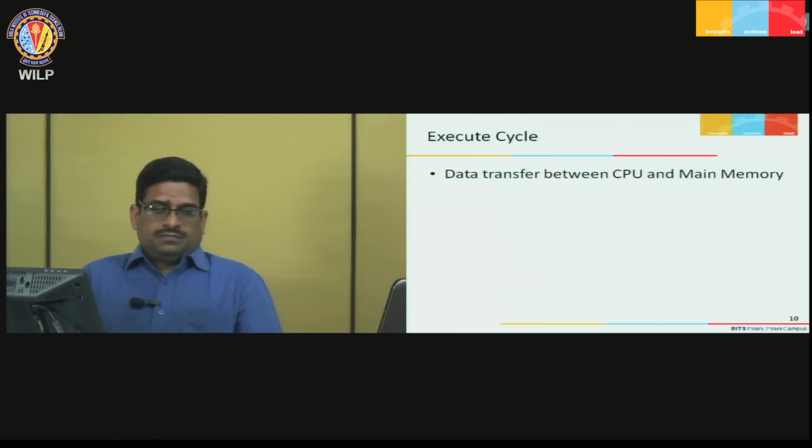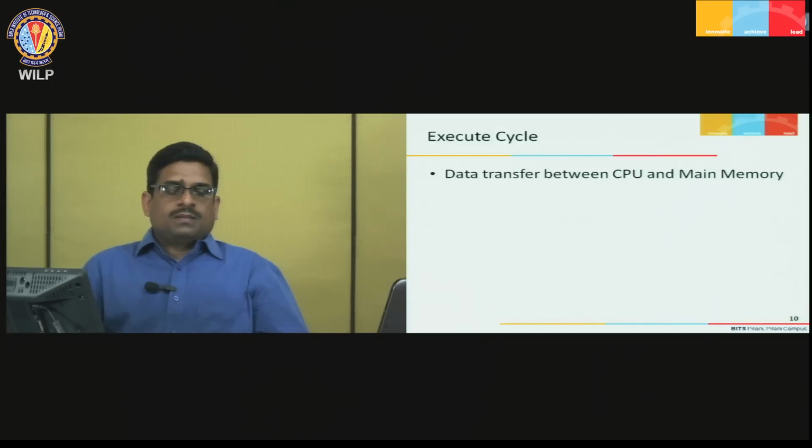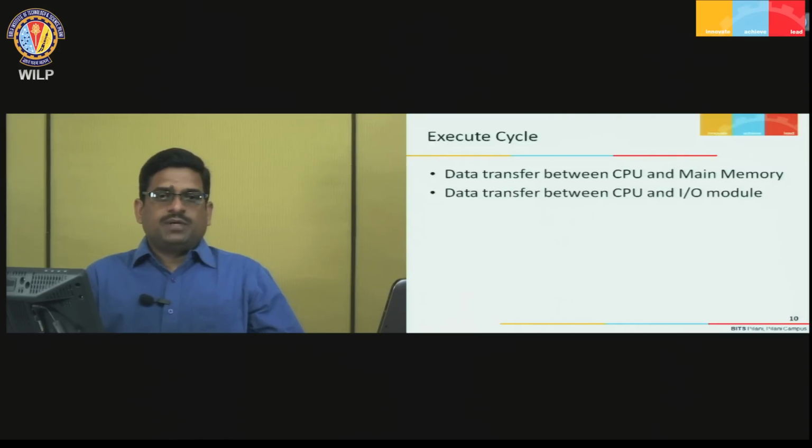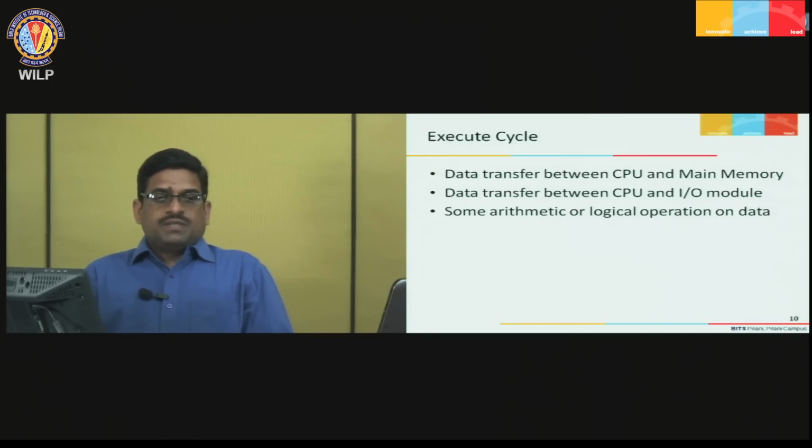So in execution, one thing is maybe data transfer. Let us say a load instruction is there, load R1 comma A, moving the data from memory to the processor register. That is one type of instruction, in which the data movement is from memory to processor, or from processor to memory, or it can be data transfer between the IO module and the processor. For some instructions, you may require some arithmetic and logical operation on the data, for example R3 equals R1 plus R2 from our first program.